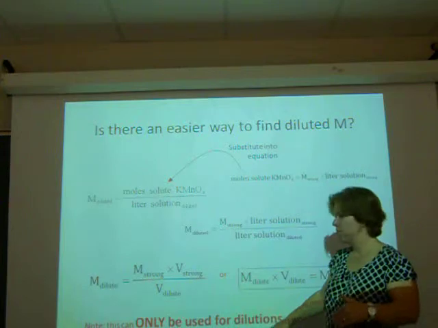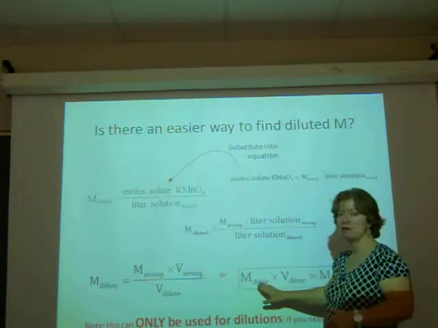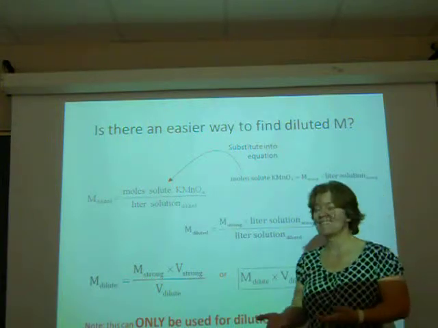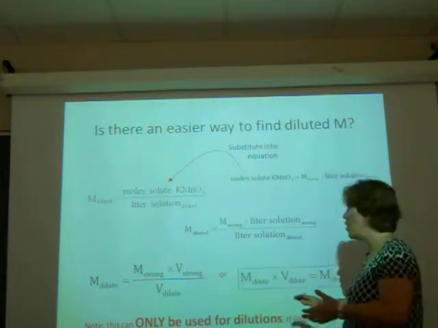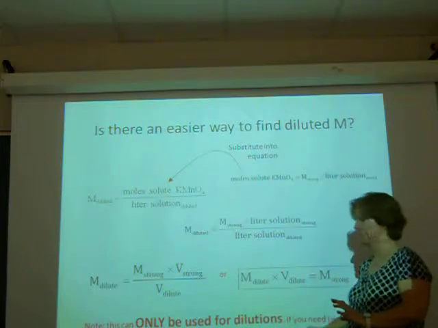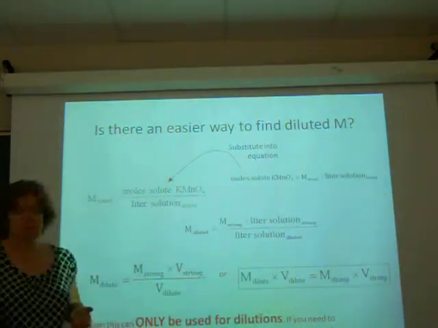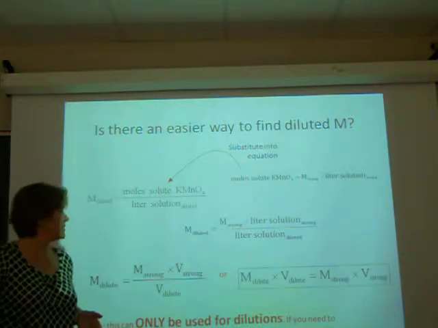There's an assumption that the moles of solute in the strong and the moles of solute in the dilute are the same. And that's only true when I'm diluting. It's not true when I have a chemical reaction. So only use this for dilutions. If you have different chemical solutes, it won't work, or it will only work sometimes.